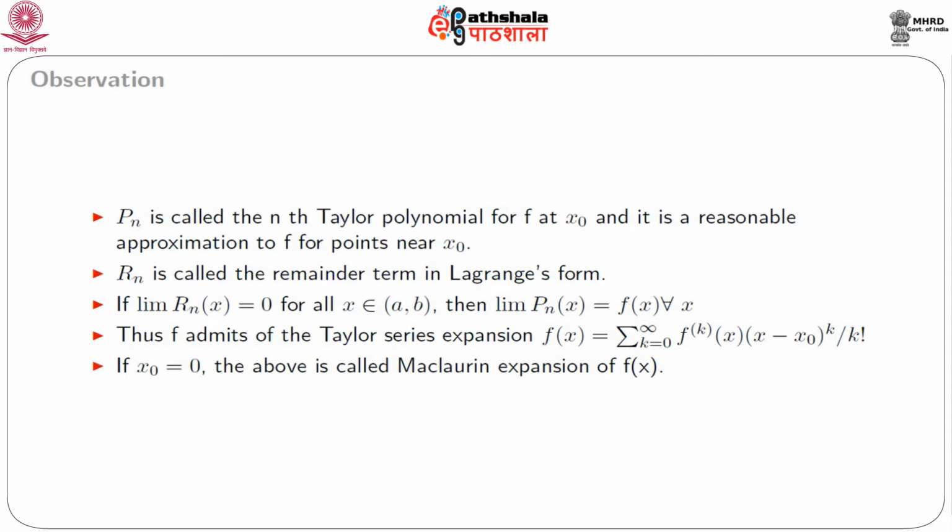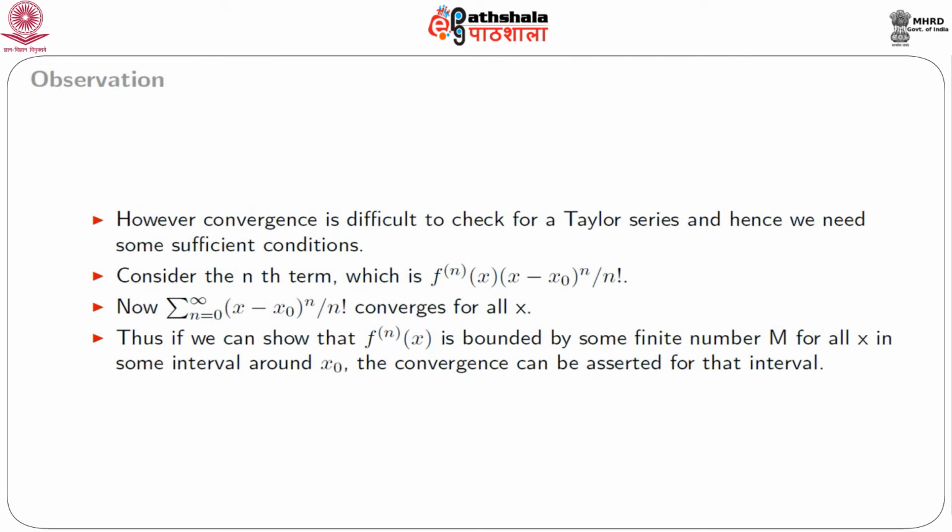However, if limit of R_n(x) equal to 0 for all x belonging to open interval (a, b), then limit of P_n(x) comes out as f(x) for all x. Thus, f admits of the Taylor series expansion, which is summation k from 0 to infinity, the kth order derivative of f at x naught multiplied by (x minus x naught) to the power k divided by k factorial. If x naught equal to 0, the above is called Maclaurin's expansion of f(x).